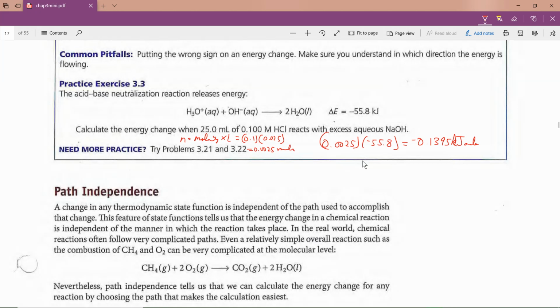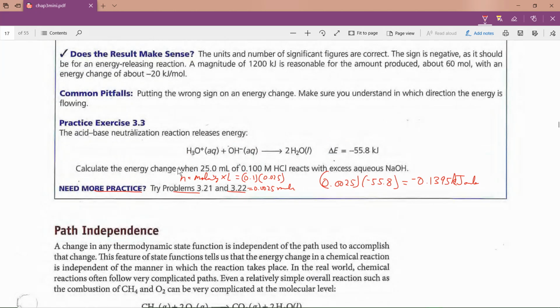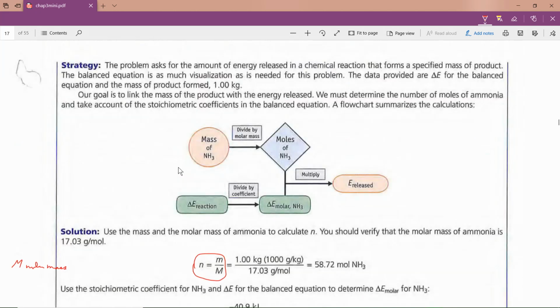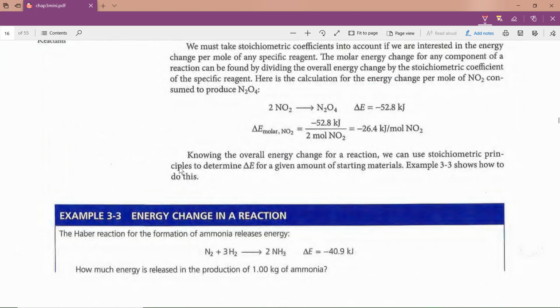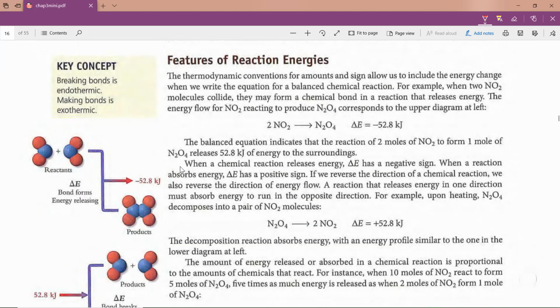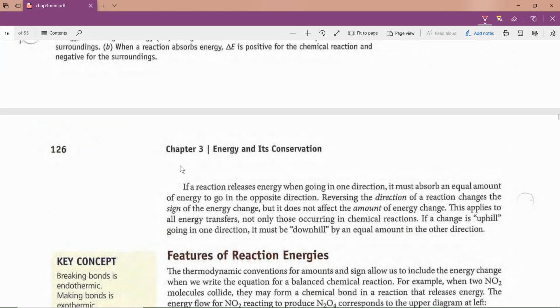Some of you may want to photocopy your sets of answers so you aren't flipping back and forth all the time. And you can do that however you want to organize things. And here's something I talked about before. If you're saying, I need a bit more practice with this energy stuff, well, look, it says right here, need more practice, try these problems. So these problems, 3.21 and 3.22, are at the end of the chapter. Let me just go up a second here and see if there's any other important things that you may have forgotten when we're talking about some features of reaction energies.